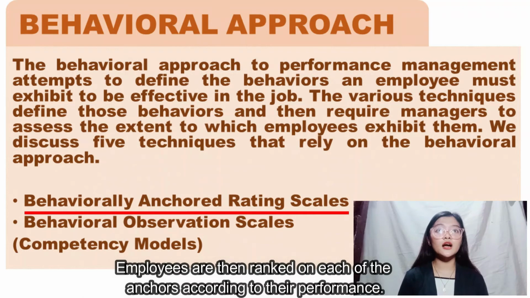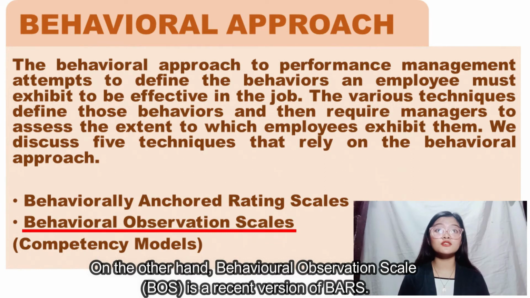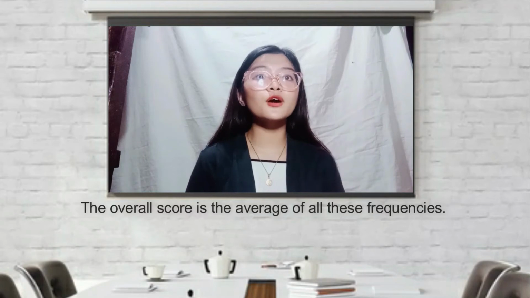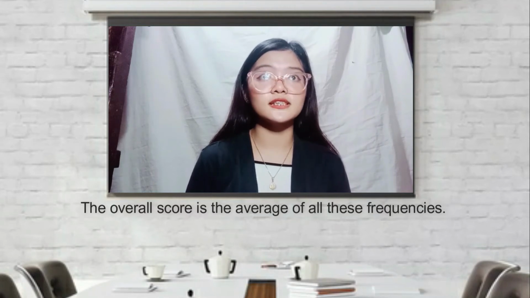Employees are then ranked on each of the anchors according to their performance. On the other hand, behavioral observation scale or BOS is a recent version of BARS. It provides a more specific description along with frequency in regard to employee behavior for effective performance. The overall score is the average of all these frequencies.